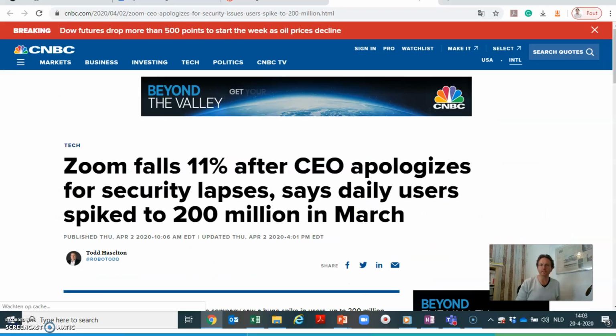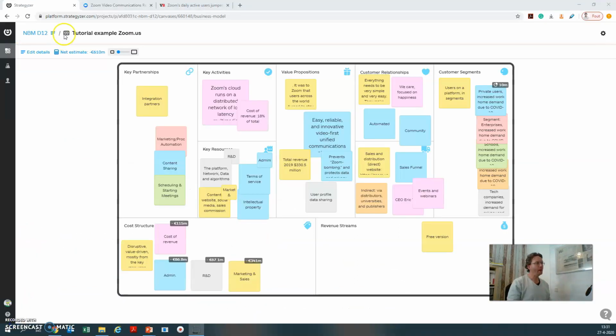Let's go back to our example of Zoom Us. I'm now back in our platform strategizer and in our tutorial example Zoom Us. As you can see, I transferred costs from key activities and key resources to the cost structure building block. I used the same colors for the cost of key activity.